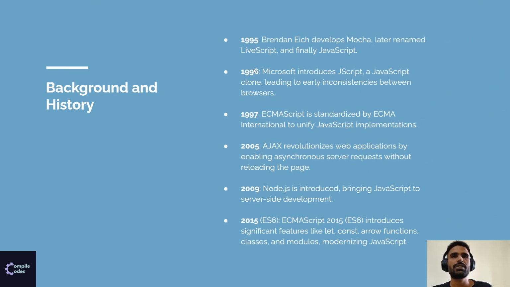Just a little bit of background and history. So started back in 1995. Brendan Eich developed this called Mocha, and then finally it was called JavaScript. And there are a bunch of different versions. This is the latest version, 2015, which is also called ECMAScript 6 or ES6. So ECMA is basically an organization which defines standards for JavaScript. Okay. So in ES6, there were a lot of features introduced like let, const, arrow functions, modernization, etc. So we'll discuss all those things. So this is a bit of history and background.